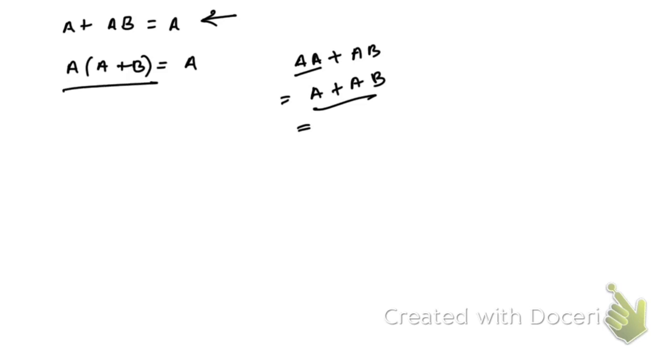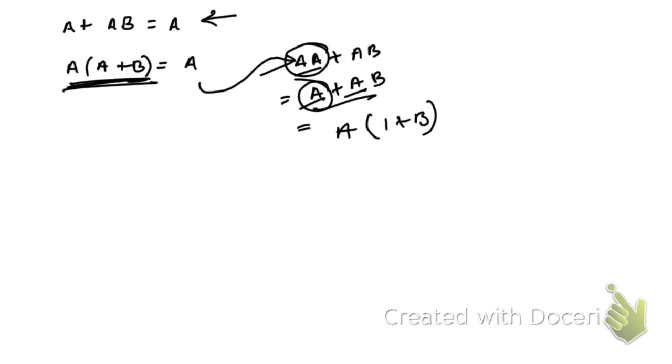So if you multiply these two, then you're going to get this step, and A dot A is simply A, and if you take A common, then you're going to have A times 1 plus B. You can say it like this also, or directly you can use this property, this is equal to A, right? Or you can use this property: 1 plus any variable is always 1, and 1 into A, that's going to be A, right? So that's the thing, very simple thing. Okay, so hope you have understood this.